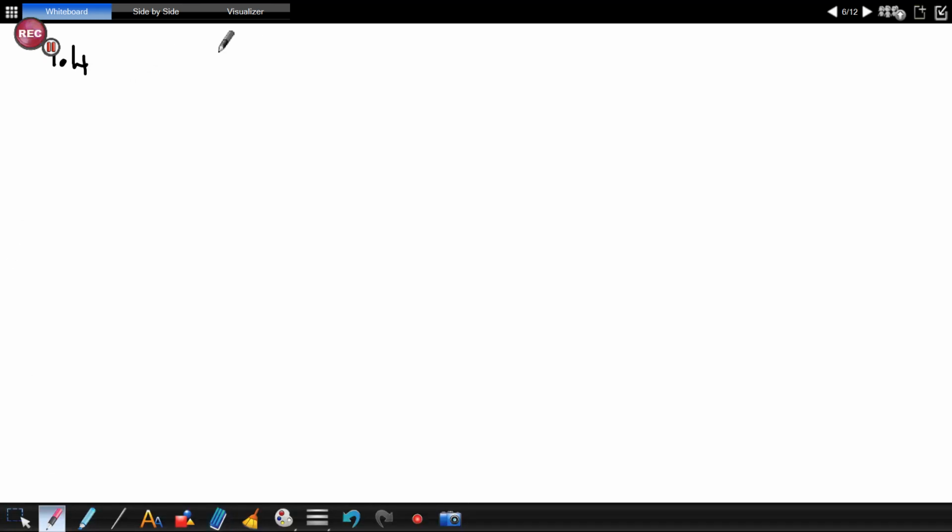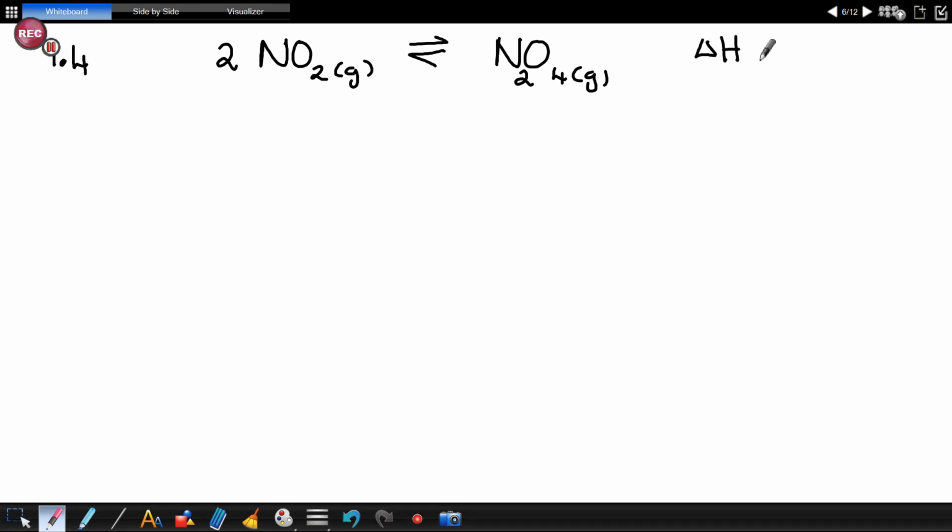So 1.4, we still have our 2NO2 gas in equilibrium with the N2O4 gas, and we still have the forward reaction is exothermic. Okay, this is brown, that is colorless.